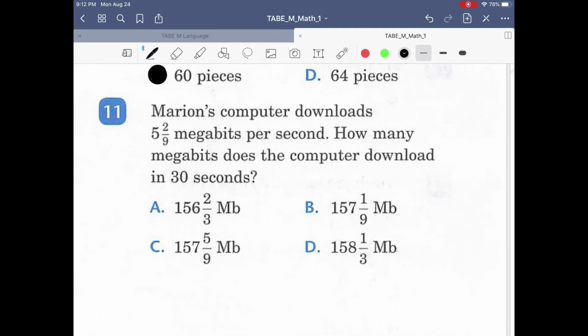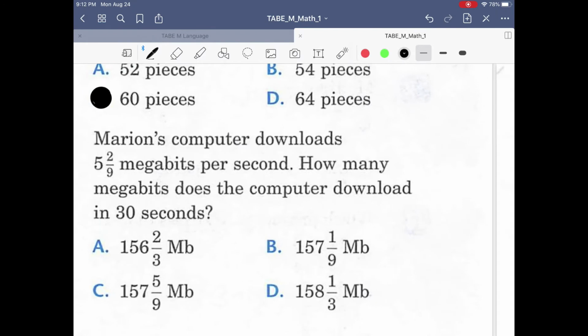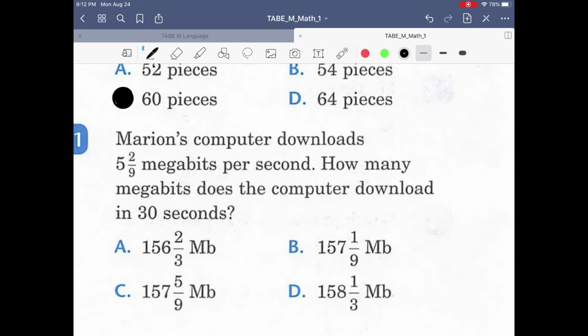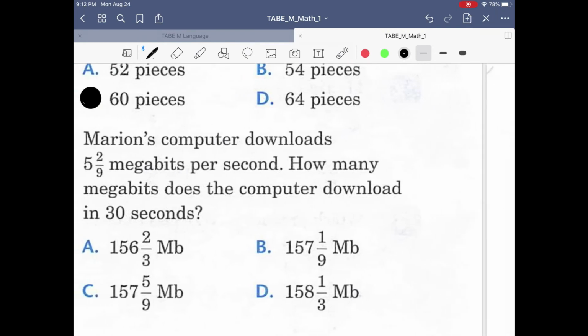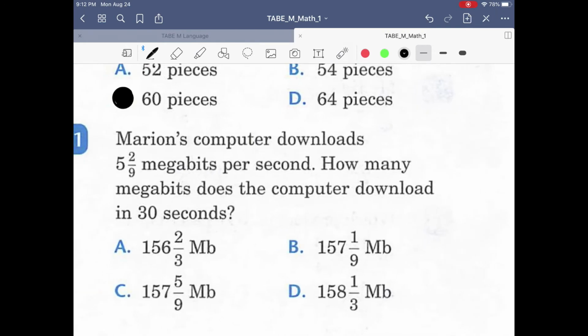Marion's computer downloads 5 2/9 megabits per second. How many megabits does the computer download in 30 seconds? So in 1 second we have 5 2/9. Going to do that 30 times. So we have to do the conversion right there.